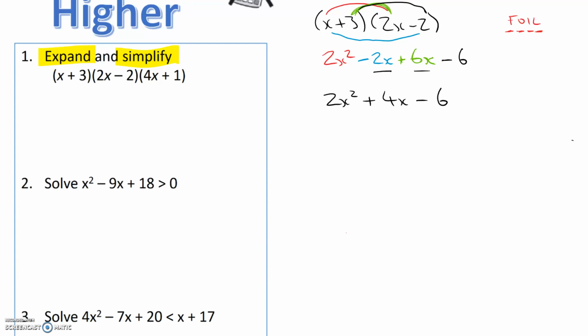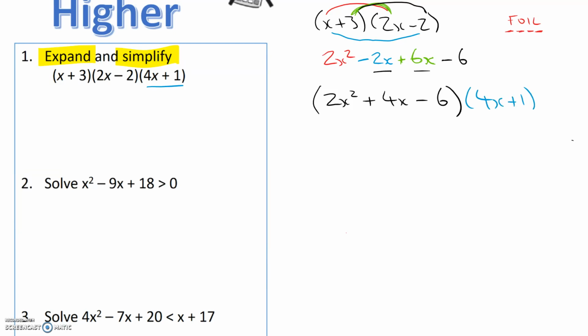So we already know that the answer of the x plus 3 multiplied by the 2x minus 2 part gives us 2x squared plus 4x minus 6. So what we now need to do is multiply that by our third bracket, 4x plus 1. So let's try that now. We've got 2x squared plus 4x minus 6. We'll put that in brackets. And we need to multiply that by this part, the 4x plus 1. So we'll put the 4x plus 1 here.